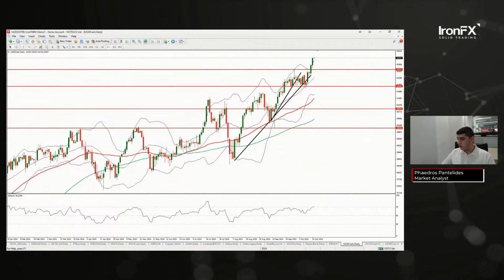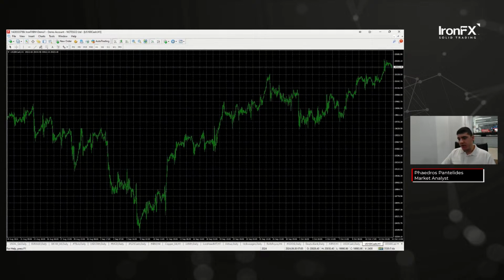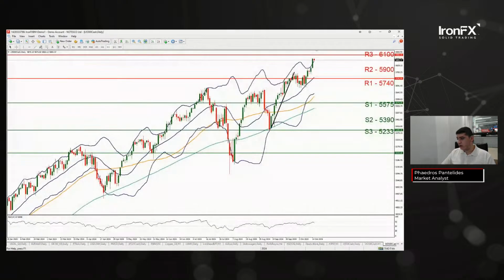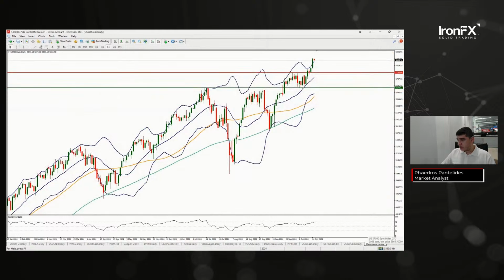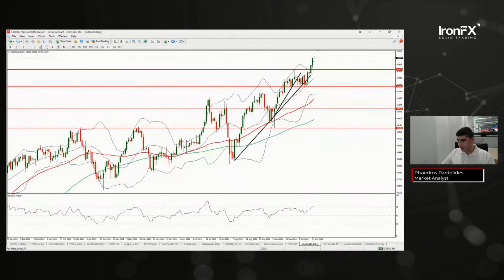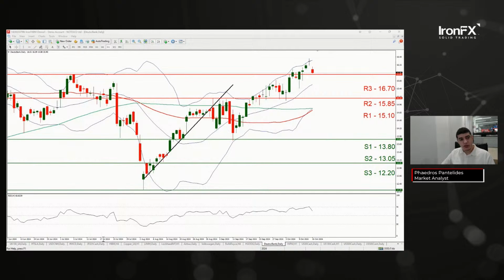Dow Jones 30 moving higher. Nasdaq a bit of a retracement. US 500, so the S&P 500 breaking above R1, taking aim for 5,900 as our resistance level. Bullish overall for US stock markets, and I think we've actually reached the end of today's live.